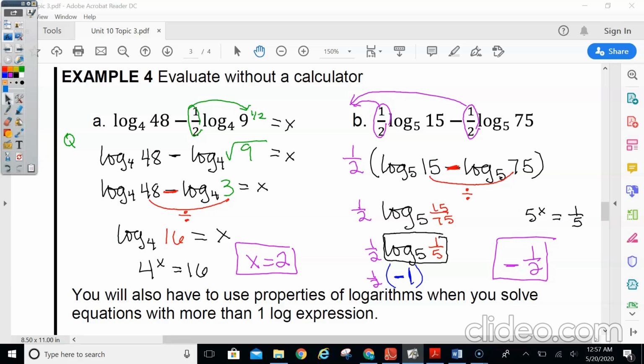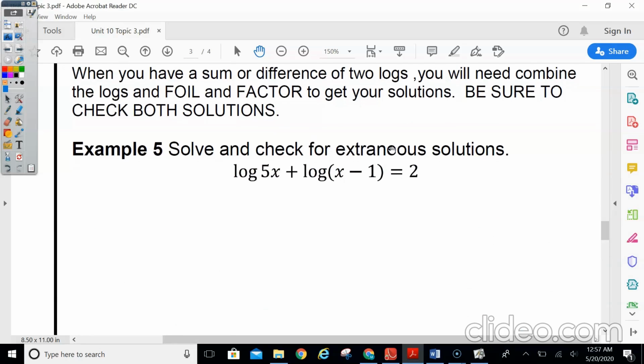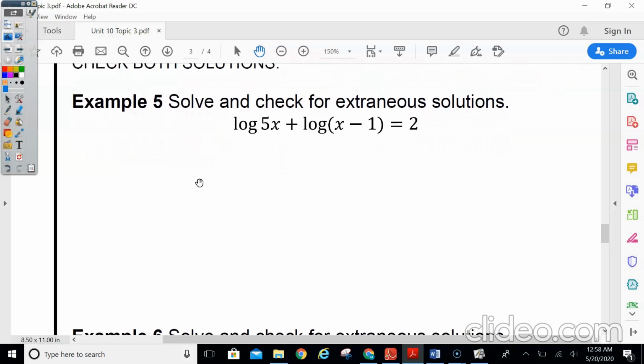Okay, so the last things we're going to do is solve using these properties. With solving, it is going to be important that you check for extraneous solutions. So sometimes you'll get more than one answer, or you'll get one answer, but it's important you check that answer to make sure it makes the log correct, because remember, you cannot have negatives inside the logarithm. So I'm going to put that right here.